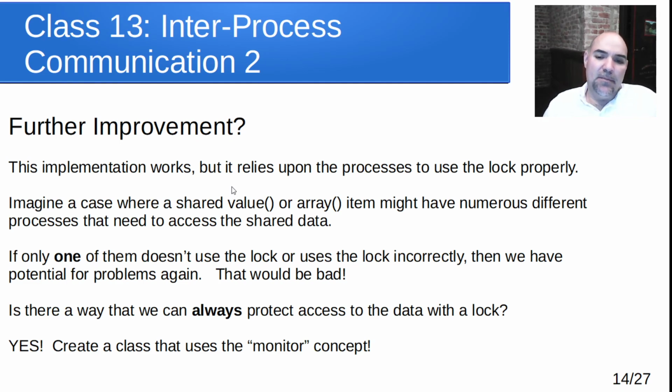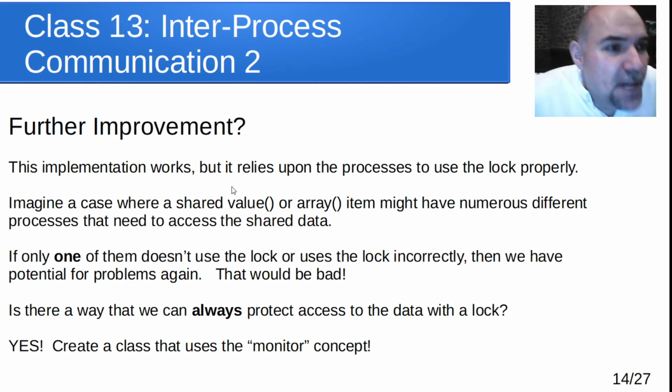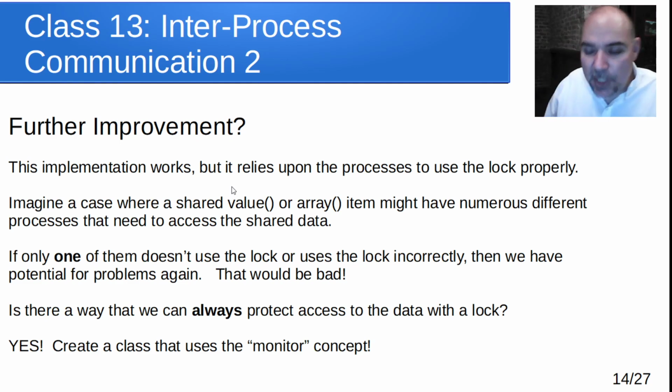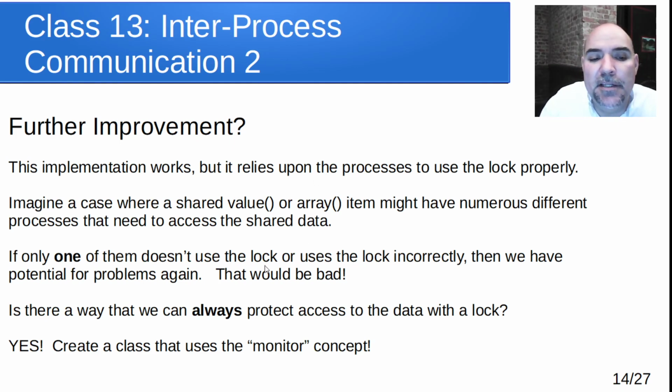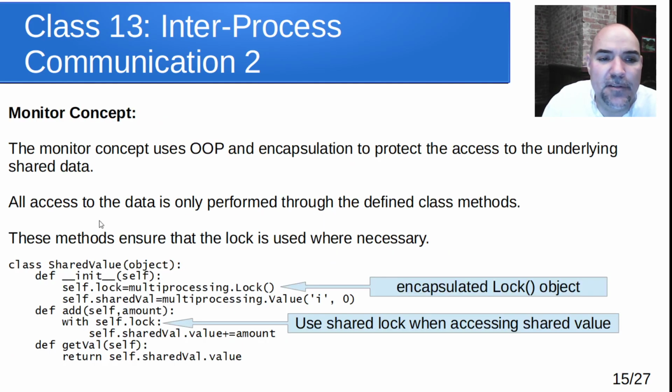So how do we protect that? Well, the way we can always protect it is to go back and use that monitor concept that we had talked about previously, where you protect the value in a class and then make accessor methods to change it or modify it in some way. And by doing that, we would then have a protected way of accessing that value. And let's look at doing that.